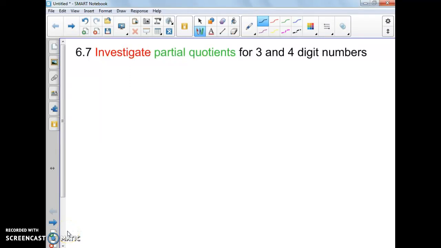Okay, we're going to work on lesson 6.7 today. We're going to investigate partial quotients for 3 and 4 digit numbers, okay? Let's start with this. I'd like you to work on the partial quotients result for 32 divided by 8. Okay. And I know you might know it in your mind, but I'd still like to see the work with the partial quotient, okay?